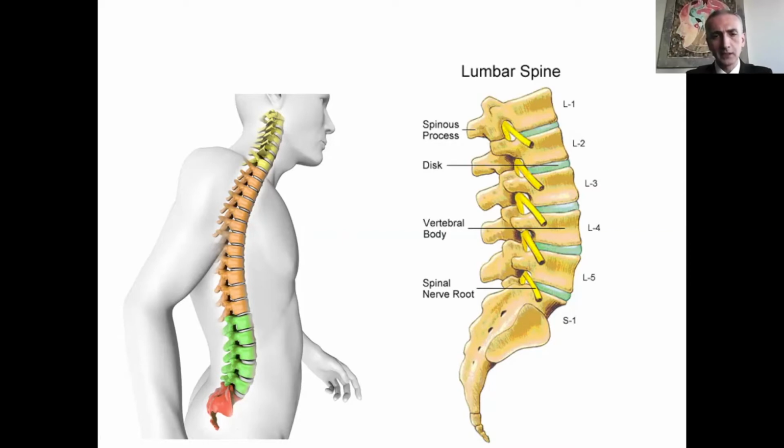What is the function of the spinal column? The first thing is it protects the spinal cord and the nerves. The second thing is it carries the body's weight. And the third thing is, because of the disc, it enables movement, such as bending forward, rotational movement, and bending to the side. These are the main functions of the spinal column.